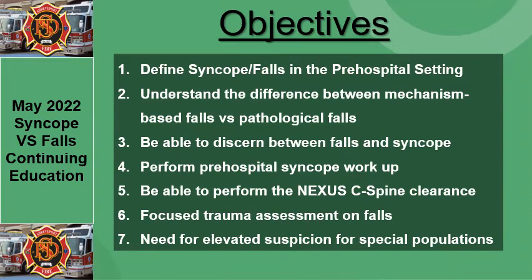So let's go over some of the objectives that we want to cover in this presentation, one of which is defining the difference between the two, understanding what mechanism-based falls versus pathological falls are, being able to discern between falls and syncope, and then also how to perform a pre-hospital syncopal workup within our wheelhouse, performing a NEXUS C-spine clearance, focused trauma assessments, and then also the need for elevated suspicion for special populations and what those are.